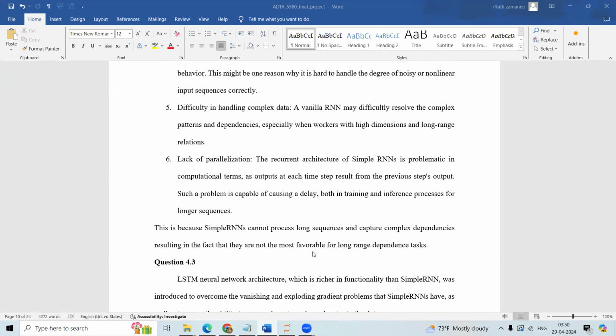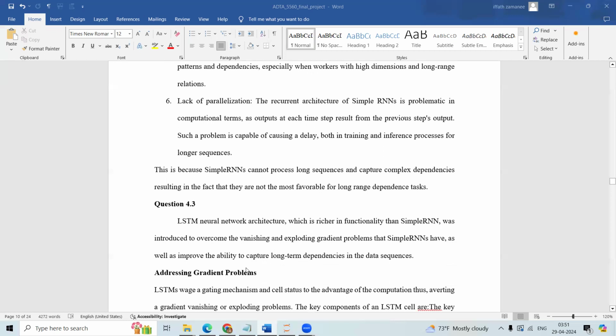And another question in part 4 is explaining how the LSTM neural network can provide a robust solution to gradient problems, like the vanishing gradient problem and the exploding gradient problem, and address the limitations of simple RNN. So LSTM, the long short term memory neural network architecture, which is richer in functionality than simple RNN, was introduced to overcome the vanishing and exploding gradient problems that simple RNNs have, as well as to improve the inability to capture long-term dependencies in the data sequence.